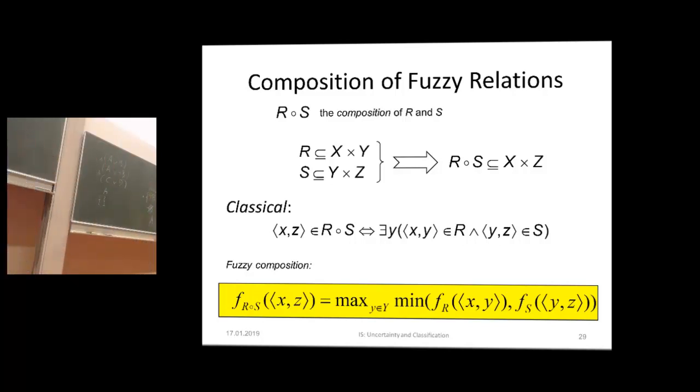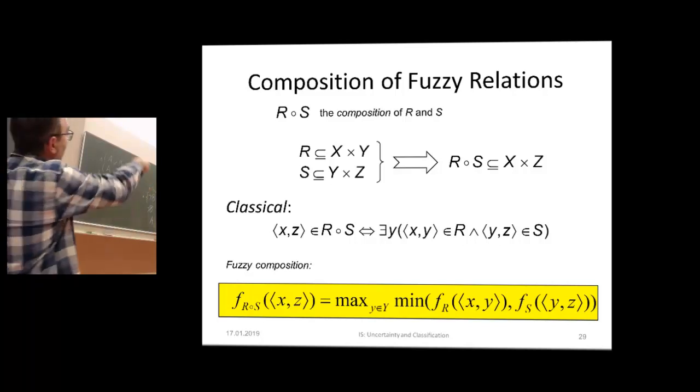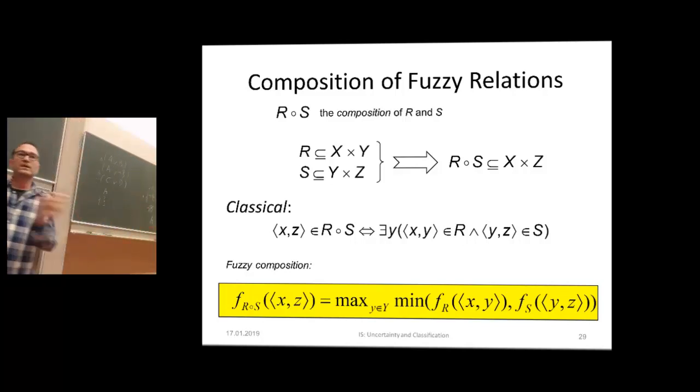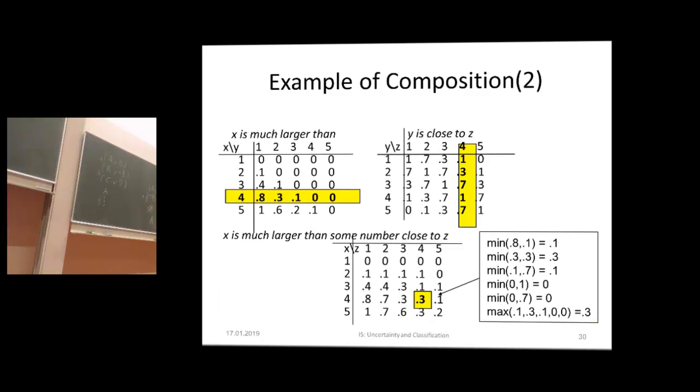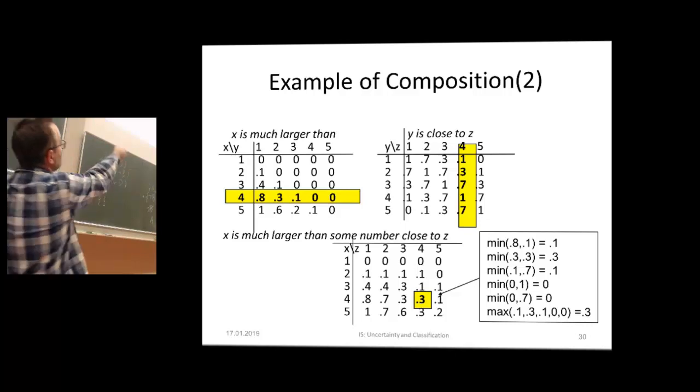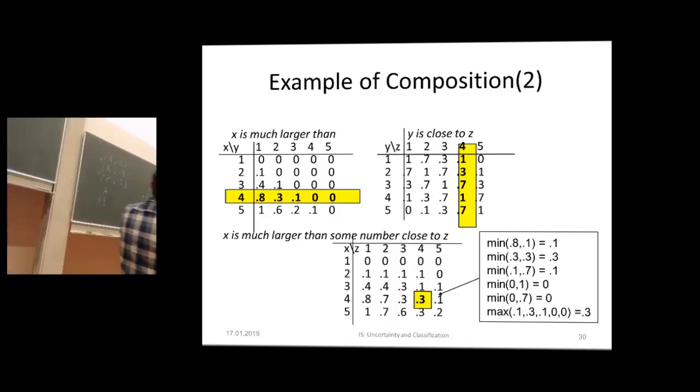In fuzzy relations, you want to extend that to fuzzy relations, and here the definition is that you take the maximum or the minimum values between the relations between objects. Here is an example. If I have a relation X is much larger than Y, and a second relation which is Y is close to Z, and I want to define a relation that says X is much larger than something close to Z, then I somehow want to combine those functions.